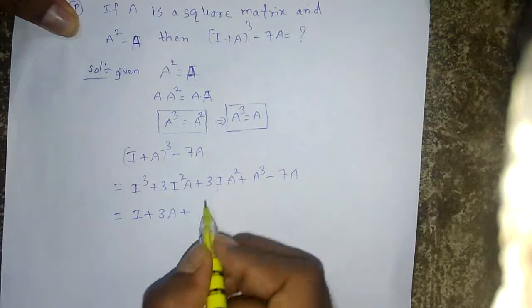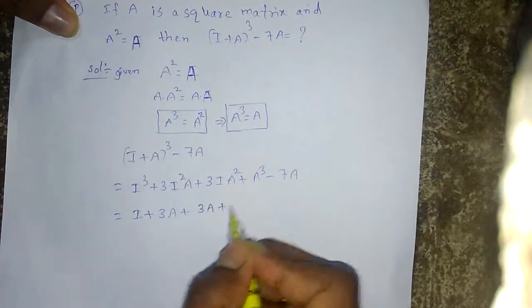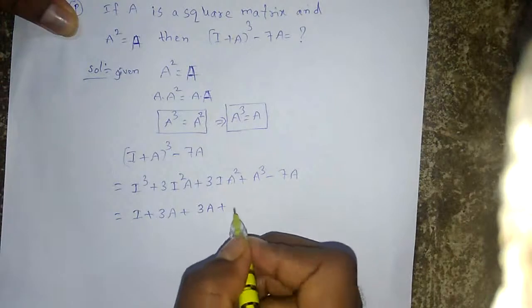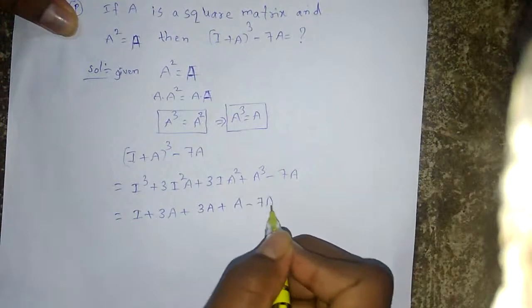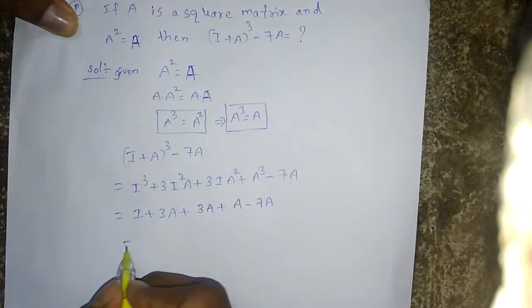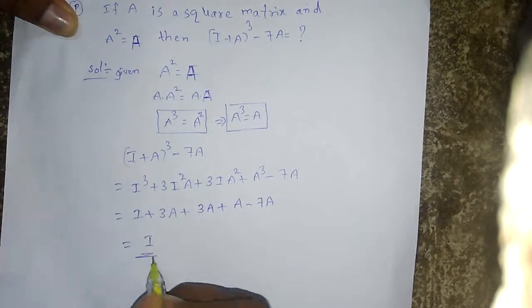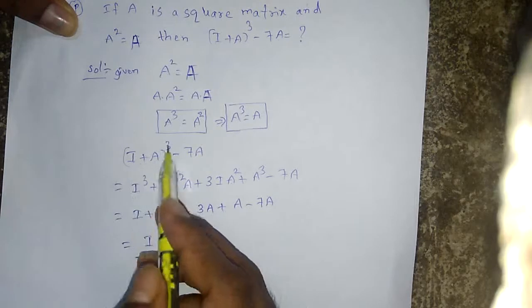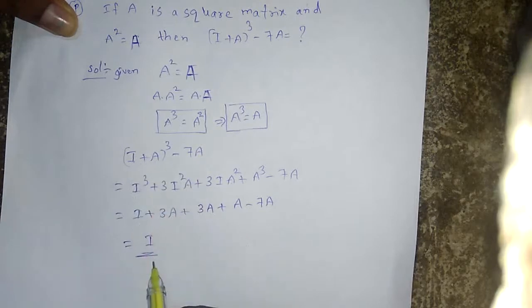Now 3A square, 3A square is 3A. Now A cube is again A, minus 7A. Here 3 plus 3 is 6, 6 plus 1 is 7, 7 minus 7 is 0, that is equal to I. Therefore I plus A whole cube minus 7A in this question is I.